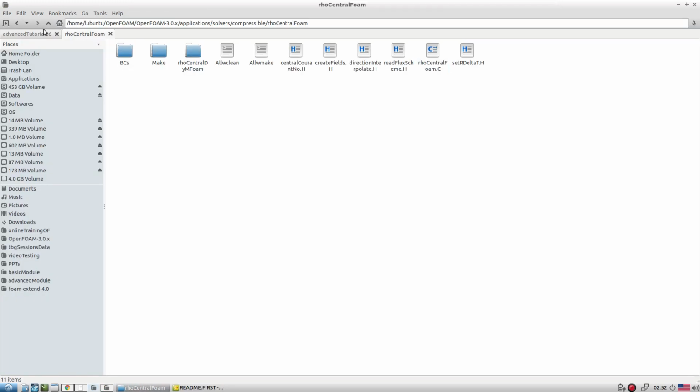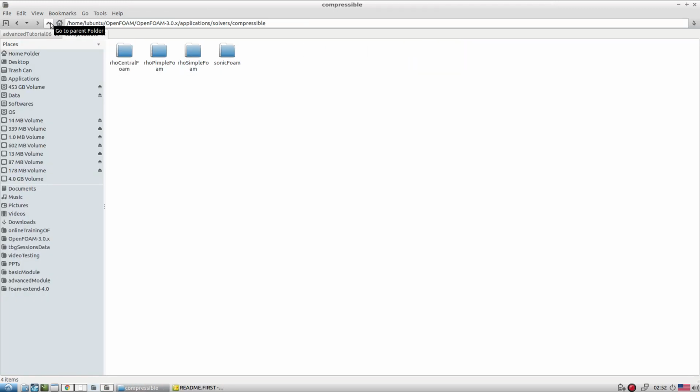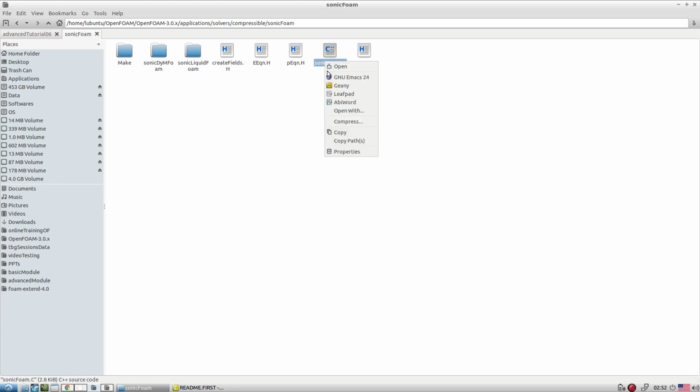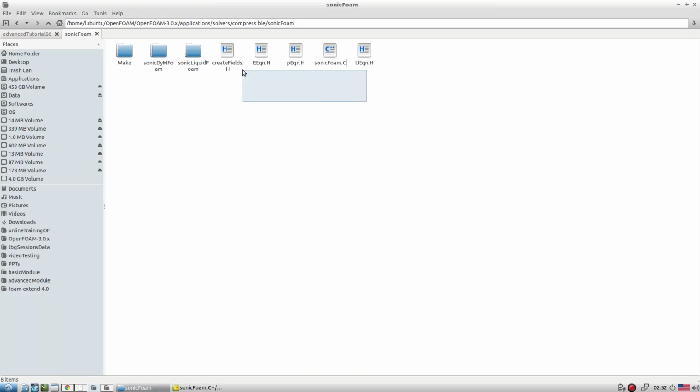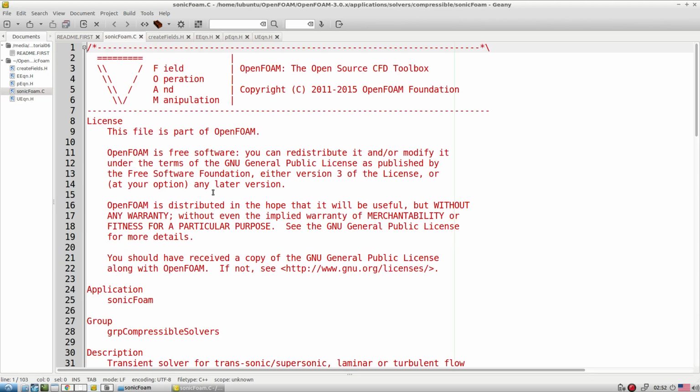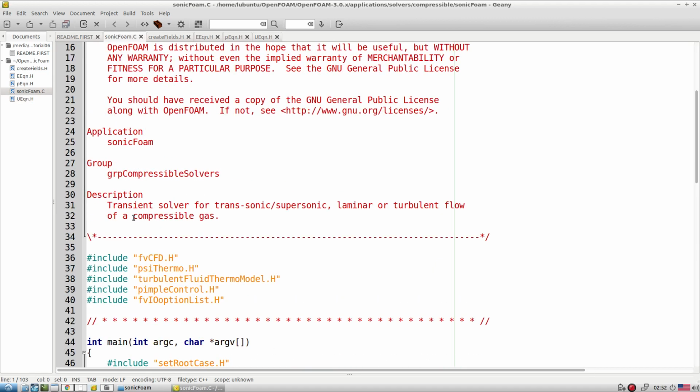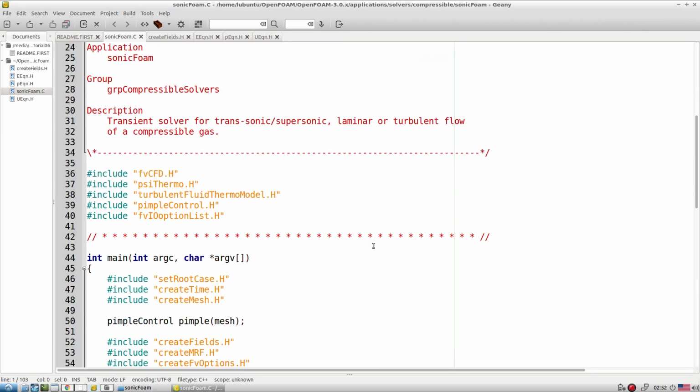Before we go toward the boundary condition area, let's explore the different solvers. So let's say sonicFoam. Let's open this area. Okay, so sonicFoam is here, and let me open all its other files. So sonicFoam, what is this? Transient solver for transonic, laminar or turbulent flow of compressible gases.